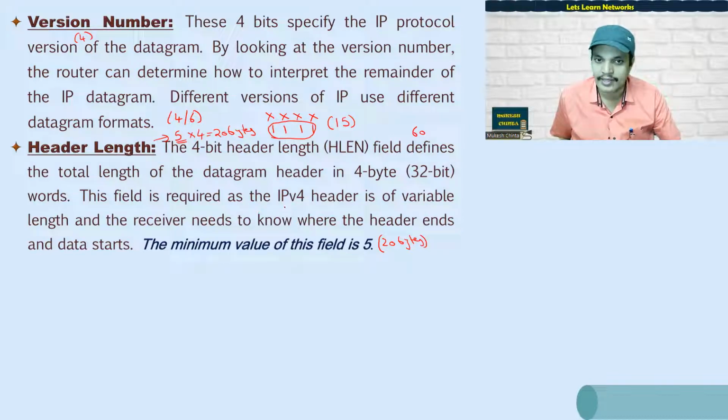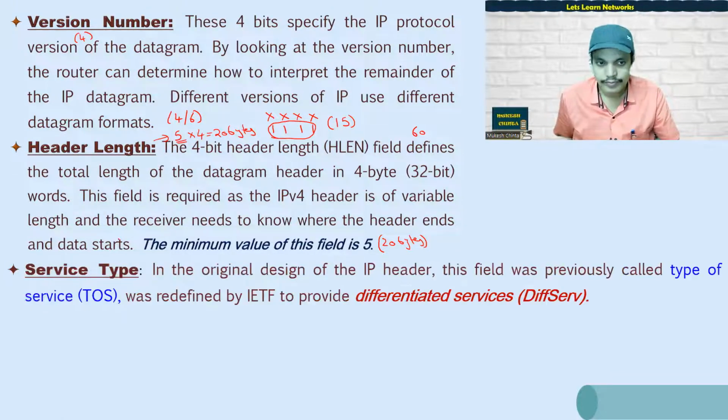This field is required as the IPv4 header is of variable length and the receiver needs to know where the header ends and the data starts. Unless I tell you the header length, how would the receiver know that I added some options and the header length is so many bytes? If it were a fixed size, I need not mention it, but it is variable sized. So it is my duty to tell the receiver that the header length is so much, and from this point onwards you can count the data. That is the reason I have a header length field here.